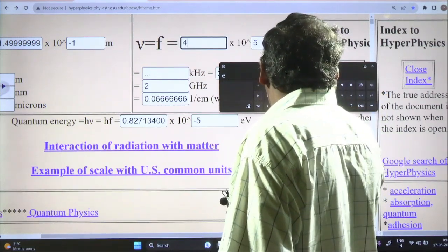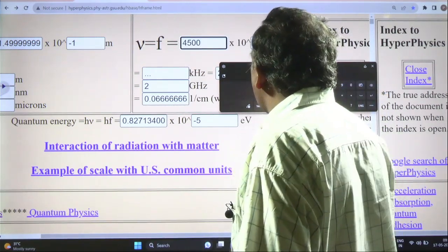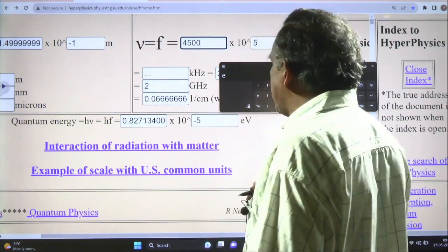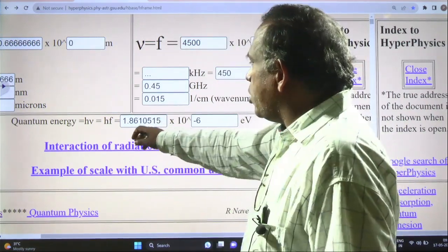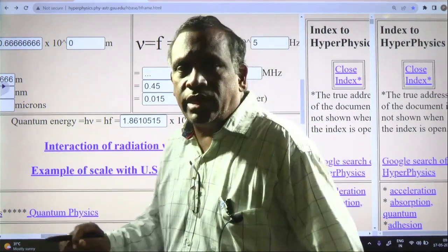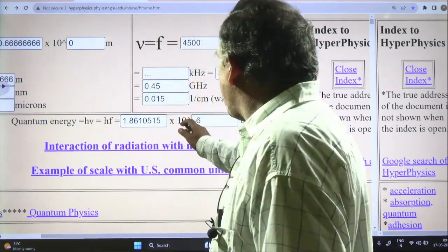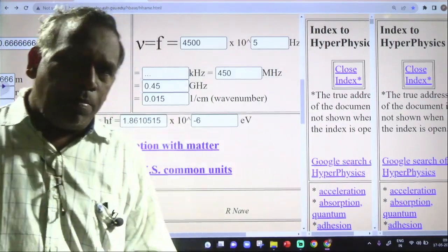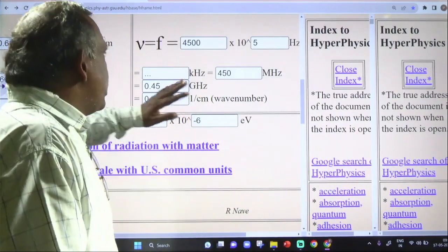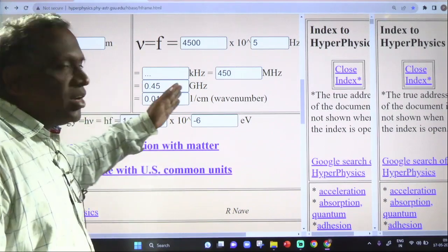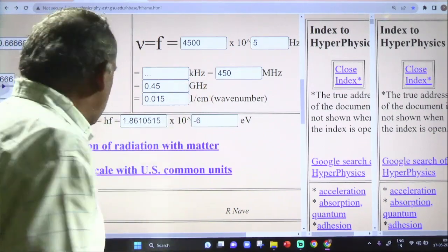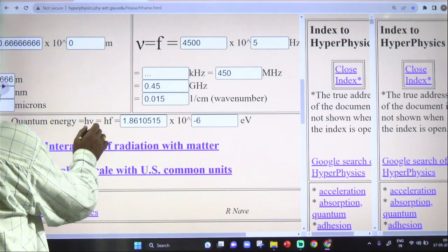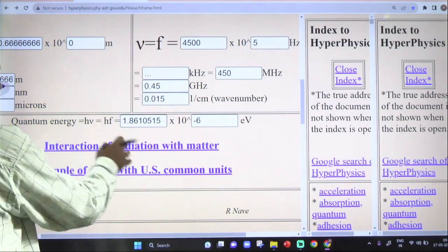See, there is 4500 hertz. Then the electron volt value is 1.86 into 10 power minus 6 electron volts. This is the quantum energy. It depends upon the frequency. For light having a frequency nu, E is equal to h nu, where h is the Planck's constant.